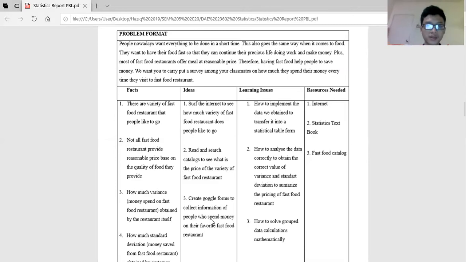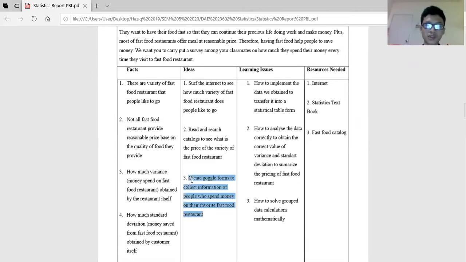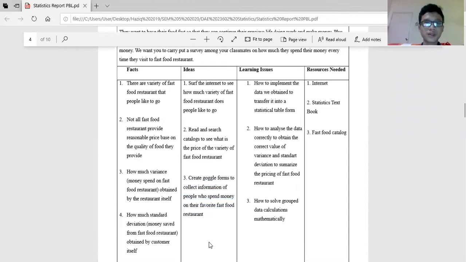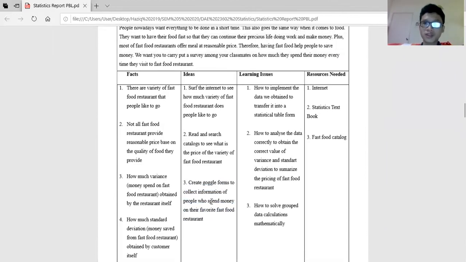And number three, create Google Forms to collect information. I create Google Forms because this is MCO, we cannot approach people, so we just create a virtual Google Form that everybody can access, and I as admin can extract the information that has been filled in by the persons who respond to the Google Form. So the Google Forms is how we collect the information regarding the ideas that we would like to generate.